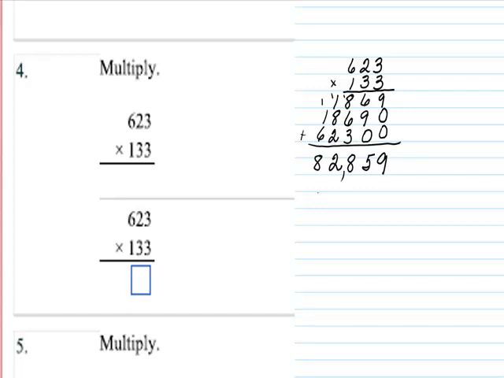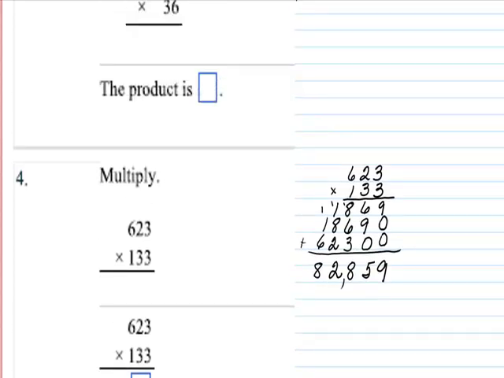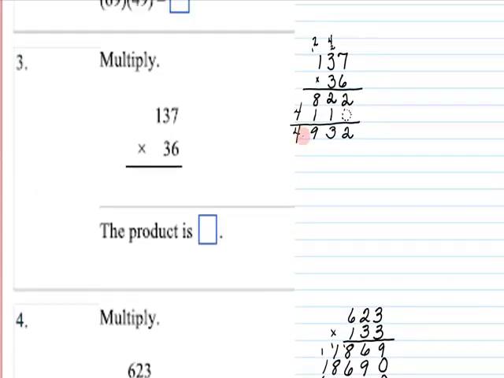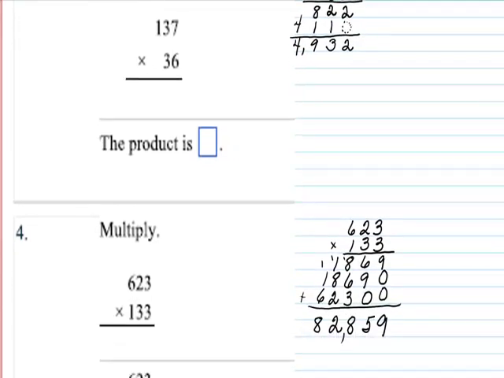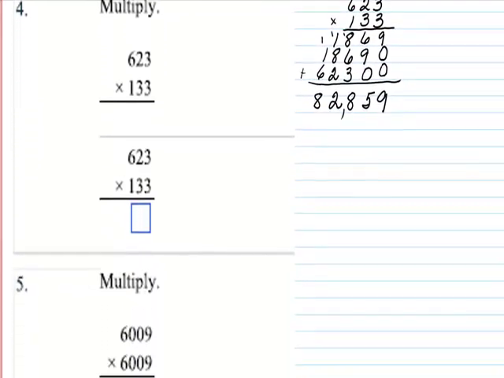82,859. And I believe Math Lab will tell you to go ahead, since the number is so large, to include the comma. Well, I can't really double check, but read your instructions, and if it says to include the comma, then do so. And I think maybe it does in this lesson.